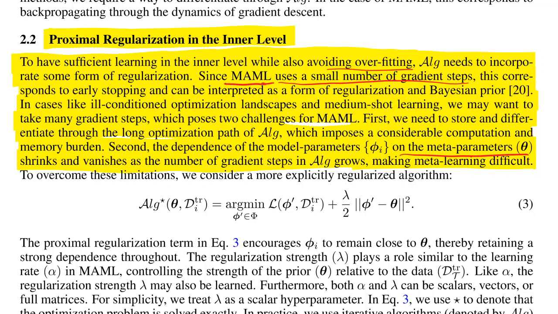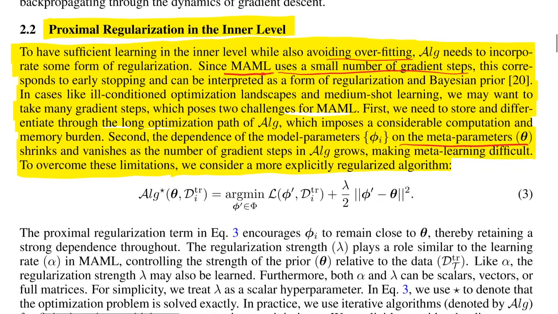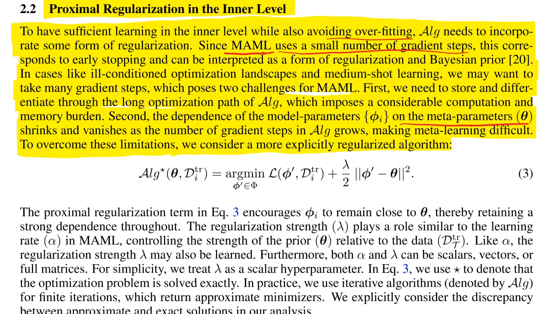And they say, to overcome these limitations, so they solve these two things in one right here. We consider a more explicitly regularized algorithm. So what they'll say is, we don't just want to optimize this inner objective. So this would be here. So we don't just want to find the minimum of this inner loss function. That's one goal we have. But the other goal we have is to stay close to the initial parameters. And that's where this regularizer comes in here.